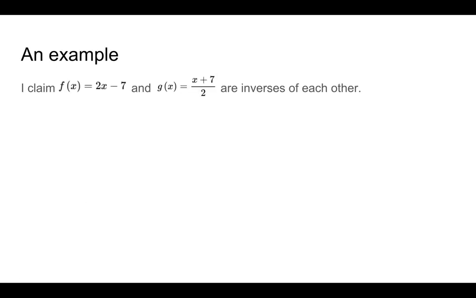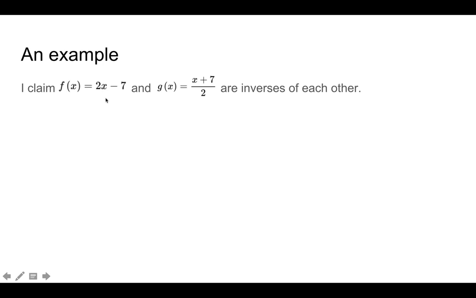Okay, an example. I claim these two functions are inverses of each other. We get f of x is 2x minus 7. G of x is (x plus 7) over 2. We should just be able to look at this and see if they're inverses. They should do the opposite stuff in the opposite order. Okay, so let's look at f.